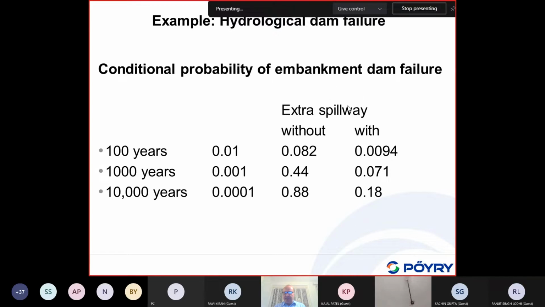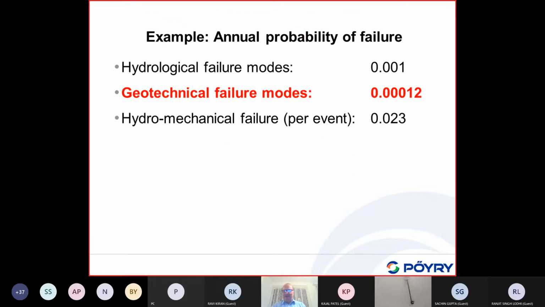And we investigated the effect of extra spillway capacity. We have seen if the 100 years flood occurs, the probability of failure is 0.082 without spillway. For a 1,000 years flood, it is 0.44, and for 10,000 years, it's 0.88. If we use this additional spillway capacity, of course, we can reduce these probabilities of failure. These are, as I mentioned, conditional probabilities of failure if this 10,000 years event occurred. So you see, with this extra spillway, it would be possible to reduce the probability of failure by about a factor of 5. So that would be a result from the hydrological failure modes.